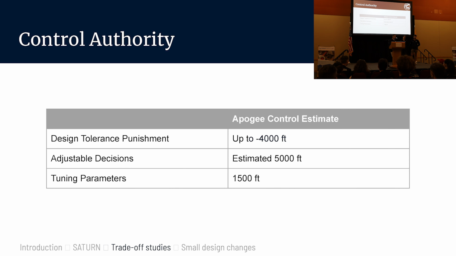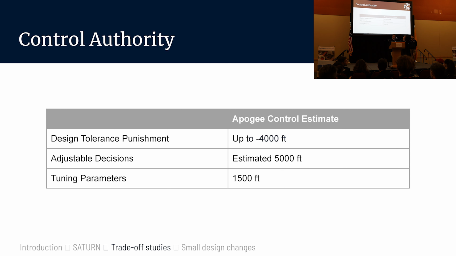Summing these all together, we can estimate our control authority for our Project Ether. Firstly, the punishment for missing design tolerances can be up to negative 4,000 feet. That is a loss of 4,000 feet in apogee. Therefore, we strive to hold the rest of the team accountable to design decisions they have agreed to. In terms of adjustable decisions, we have an estimated 5,000 feet of leeway if the rocket requires more performance or less performance.